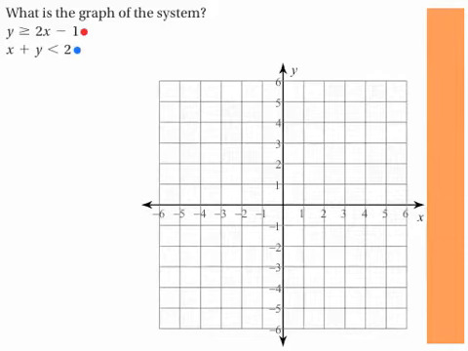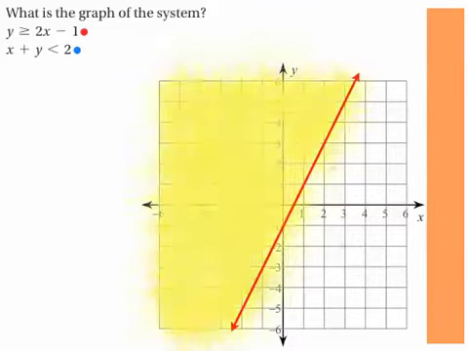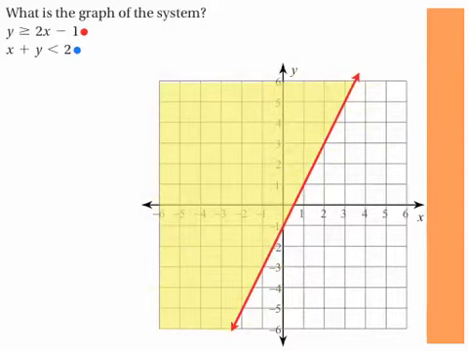My first step would be to graph and shade the first inequality, y is greater than or equal to 2x minus 1. It's going to be a solid line. It has a y-intercept of -1, and then the slope is 2, or 2 over 1. So this would be my first line. It says y is greater than or equal to, so I need to shade above that line. So there I have my red solid line, and I've shaded yellow on the top of that line.